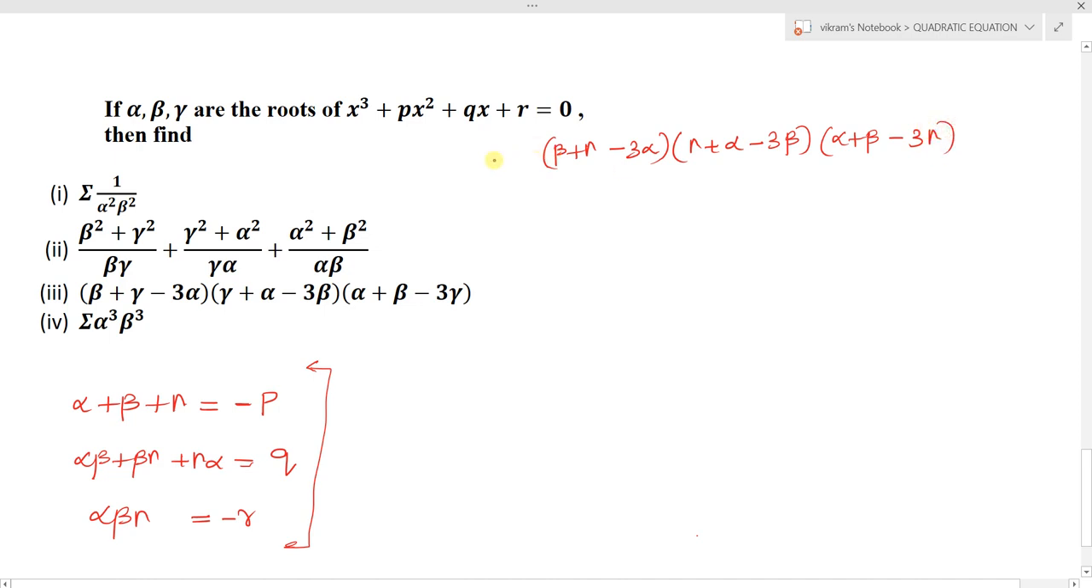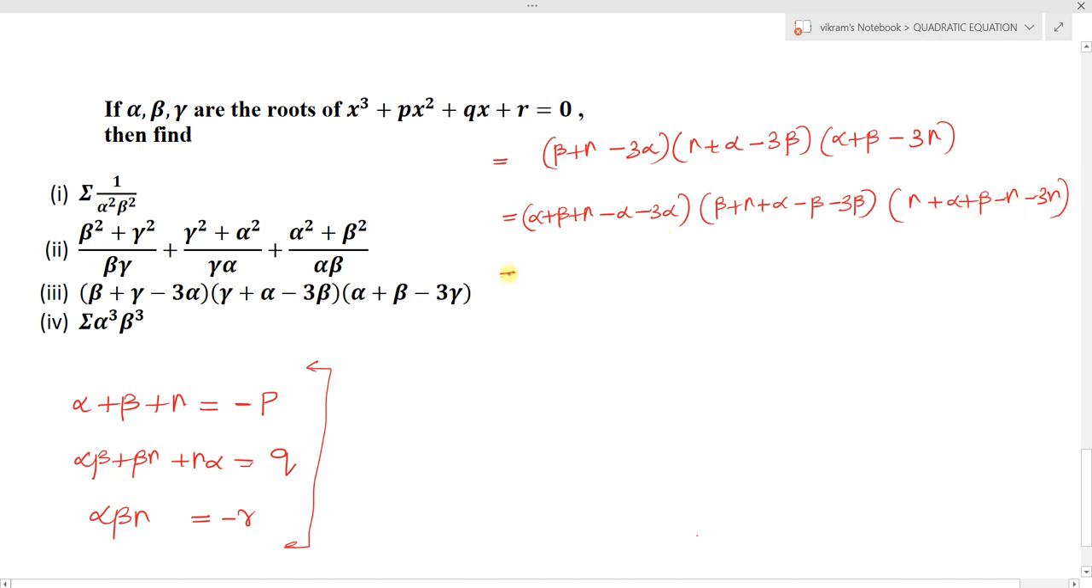So now for the first term, if we add alpha and subtract alpha, then what we get is alpha plus beta plus gamma minus alpha minus 3 alpha. Then for the second term, add beta: beta plus gamma plus alpha minus beta minus 3 beta. For the third term, add gamma: gamma plus alpha plus beta minus gamma minus 3 gamma.